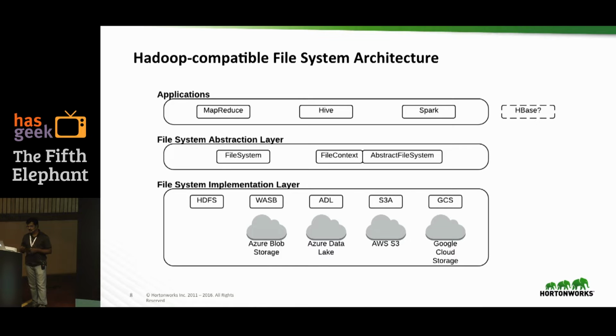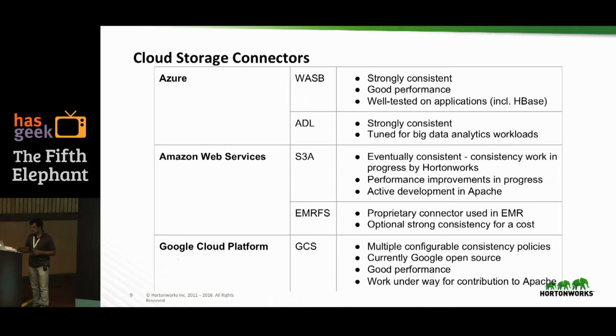If you look at the underneath layer, we had HDFS, but now we have a set of different providers like WASB, which is a blob object store from Microsoft, and ADL, which is Azure Data Lake, again from Microsoft, for big data analytical workloads. You have S3 from Amazon, and GCS from Google Cloud Storage. These are some of the cloud storage connectors that are already available in the market.